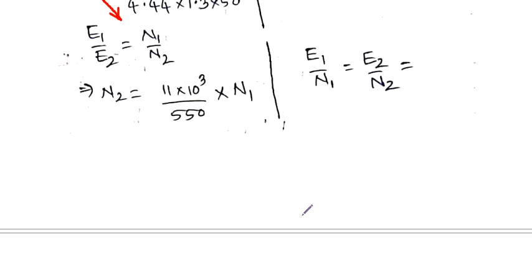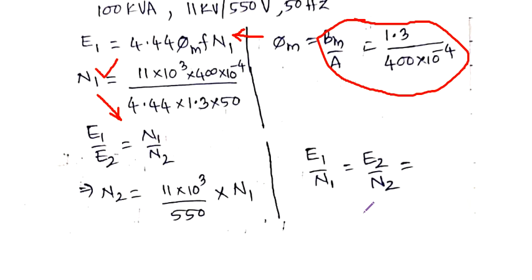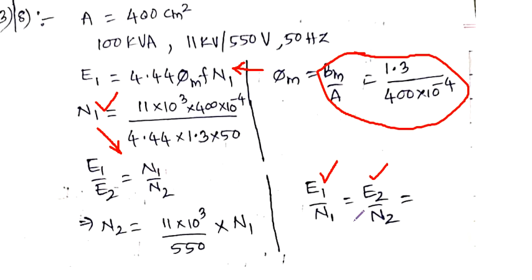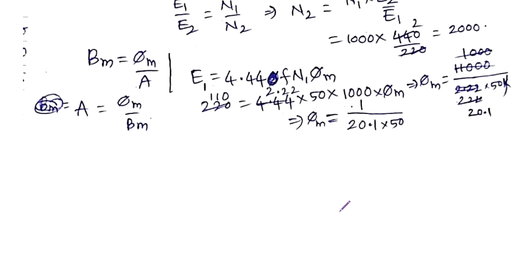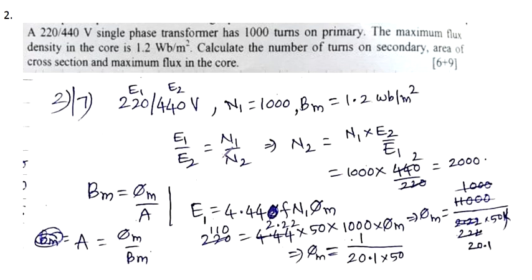Fine. Then they also asked for EMF per turn. So what is EMF per turn? EMF per turn is the same on both primary as well as secondary sides, which is nothing but E1 by N1 or E2 by N2. Since you have both the values of E1 and N1, you can get the EMF per turn. Right? This is how you can solve the problems based on the EMF equation in case of transformers. That's it. Thank you.